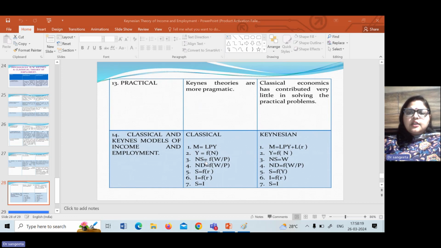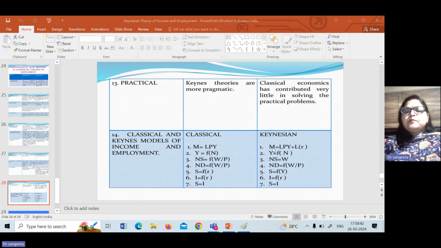The supply of labour NS, the level of saving, depends on the real wage rate, W upon P, wage divided by price, and ND, aggregate demand, is also a function of real wages. Saving is a function of the rate of interest, investment is a function of the rate of interest, and saving is equal to investment.